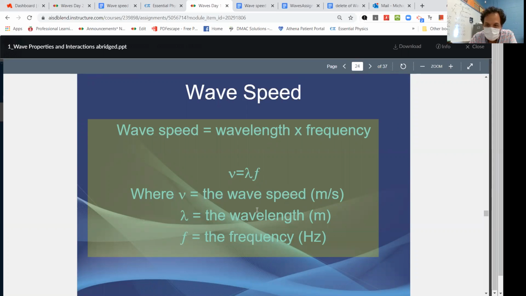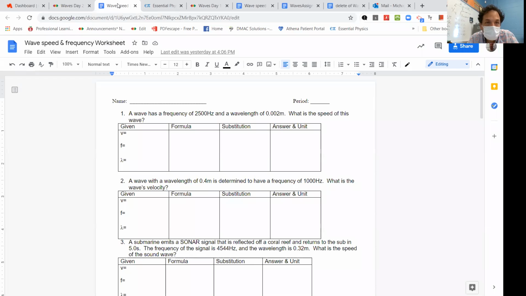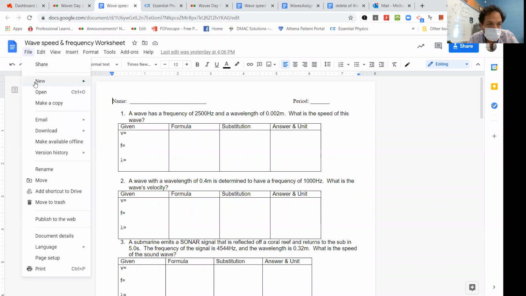So V stands for velocity, which we've seen since the beginning of this class. This is lambda, it's a Greek letter. Looks like an upside down Y. The wavelength. So that, again, that's from crest to crest or trough to trough. And then frequency is how many times it's moving per second, right? So how many cycles per second. So let's look at some of these problems.